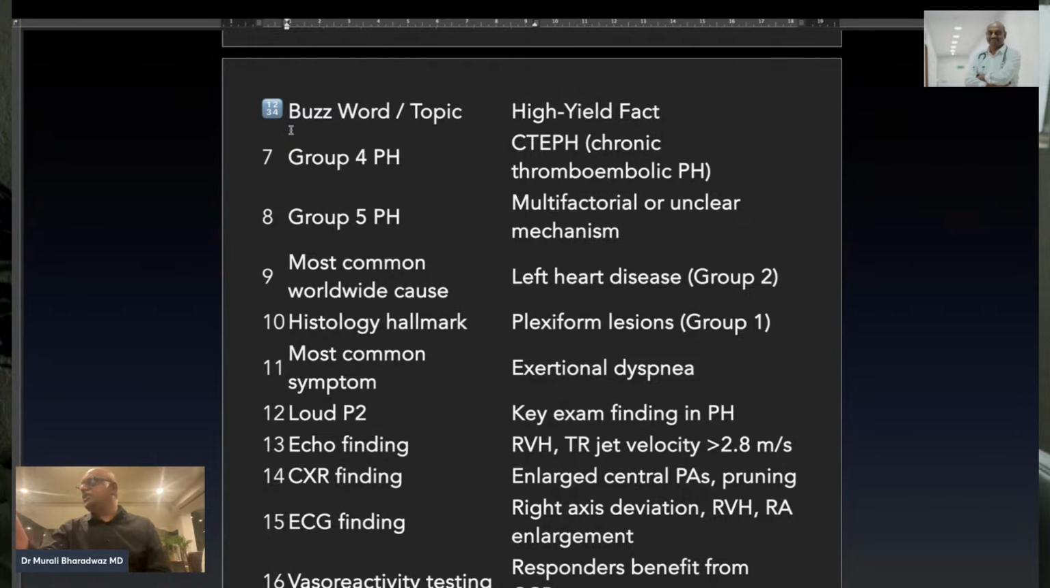And if you take histology, look at the picture again. Plexiform hypertrophy of the pulmonary vascular media is a histological hallmark.